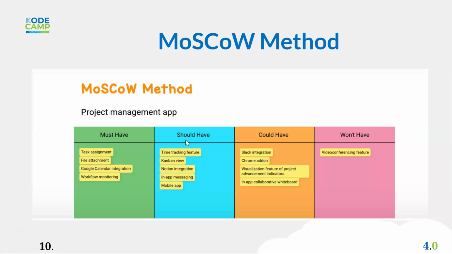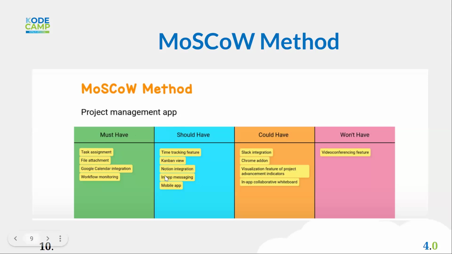Then you should have what we said earlier. They're important, but they're not really crucial for functionality. With this, a project management app can actually function properly. But these two, they're important, but without them, the product can still function properly. So you have time tracking feature, not really important. If I'm working on a task, I don't really want to put myself on attention. We have Kanban view. Then you have Notion integration. That's like integrating another project management tool into your app already. It's not really important.